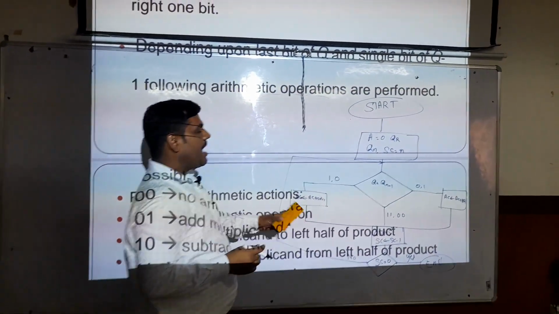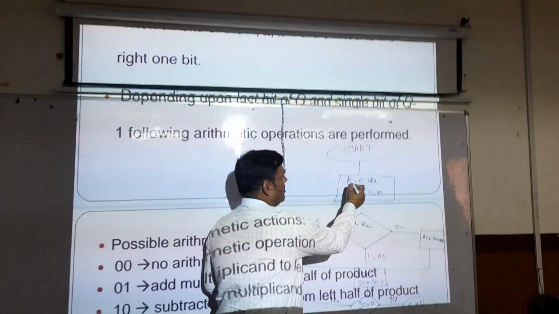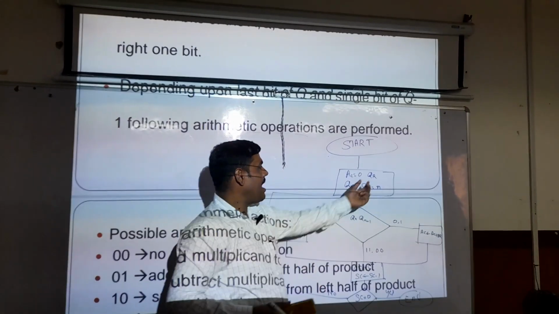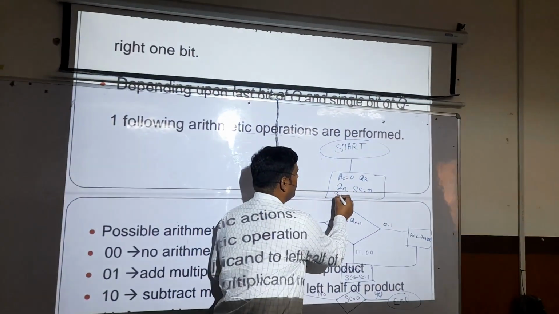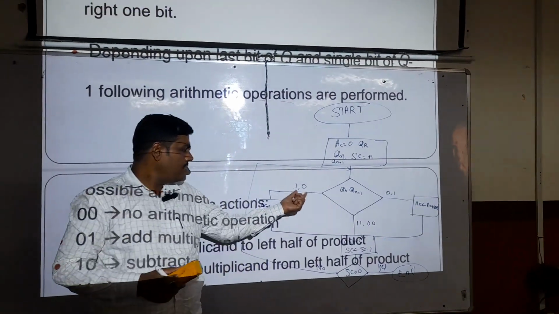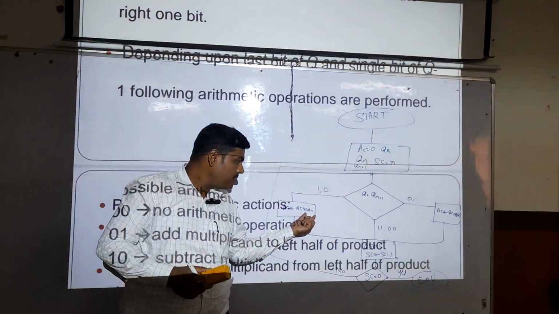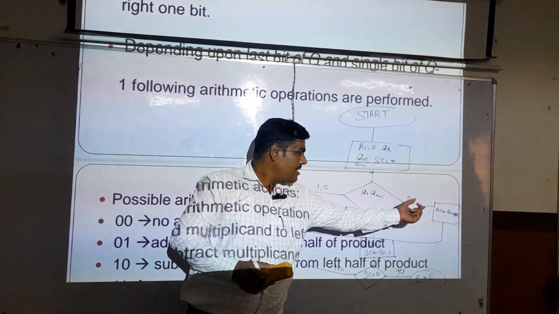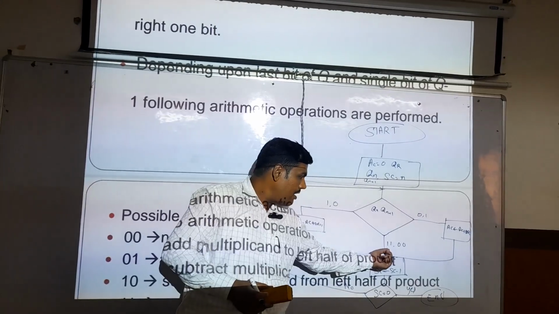This is the flowchart of the Booth algorithm. First you put AC equal to 0, QR equal to the multiplier, and Qn plus 1 equal to 0. It is the initialization. Then you check if it is 1 0, so accumulator is equal to AC plus BR dash plus 1. Otherwise AC is equal to AC plus BR.